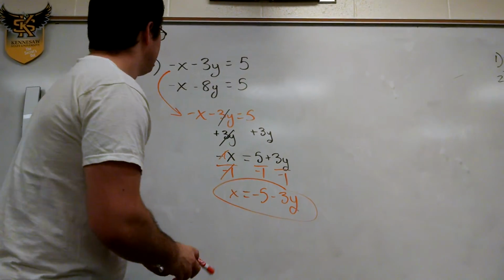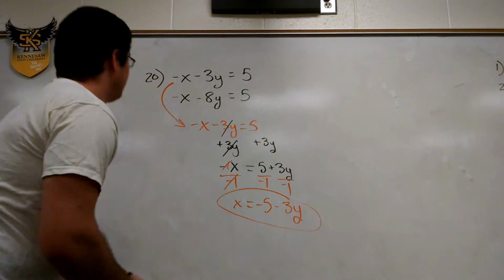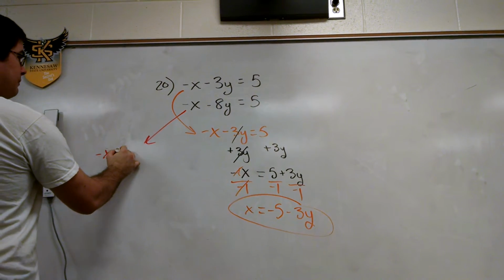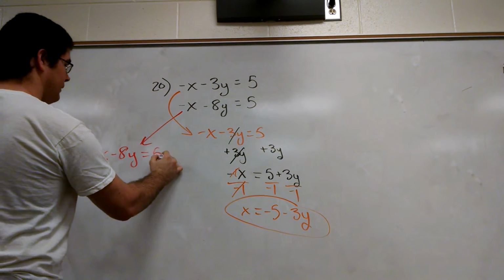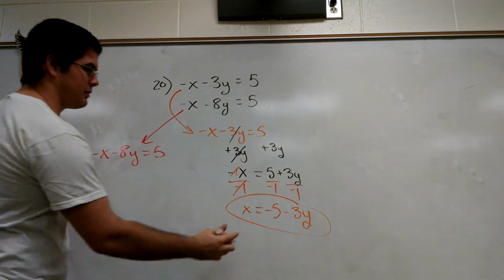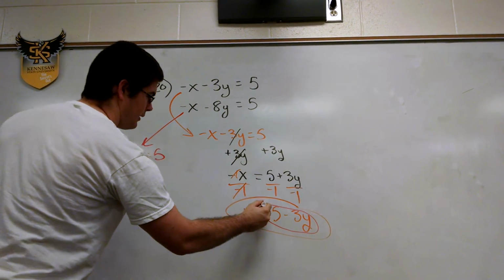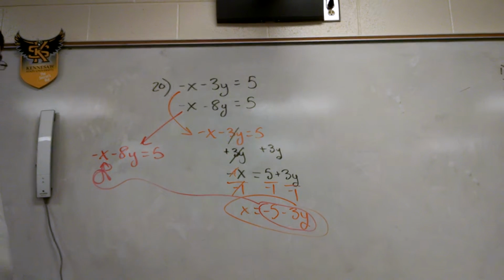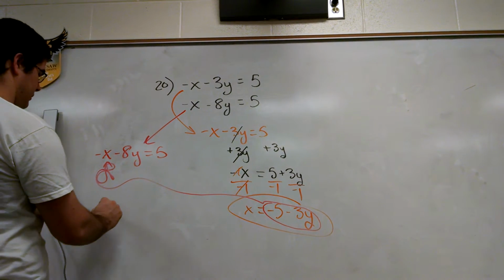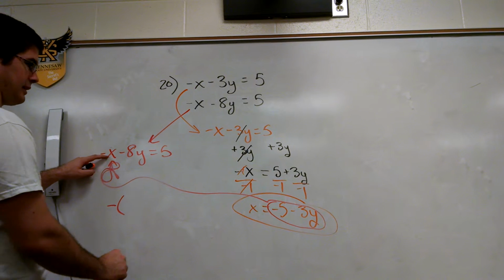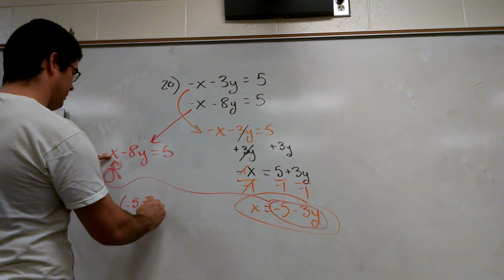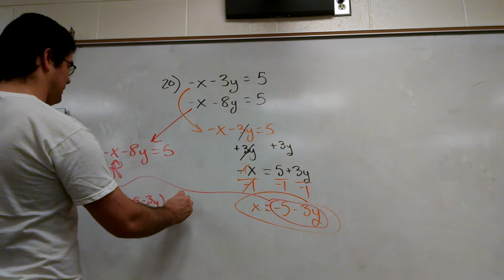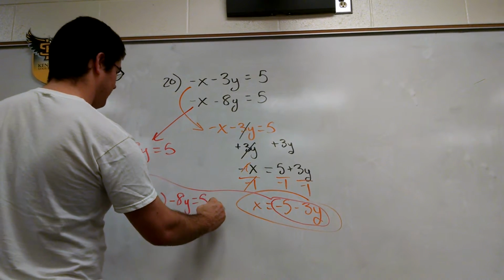Okay? So this says x equals all of this. So what that tells me is I can take this equation, which is negative x minus 8y equals 5. And everywhere I see an x, I can substitute it with all of this stuff. So this is going to go into the x. Okay? So it's going to go there. So we're going to go negative and everything x. X is negative 5 minus 3y. Okay? Minus 8y equals 5.